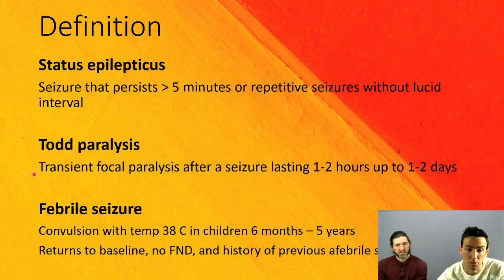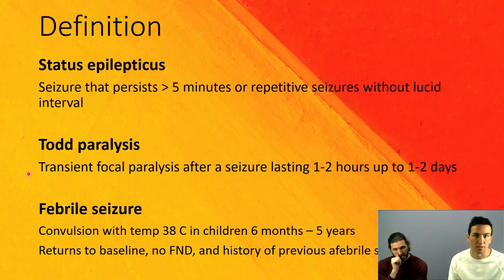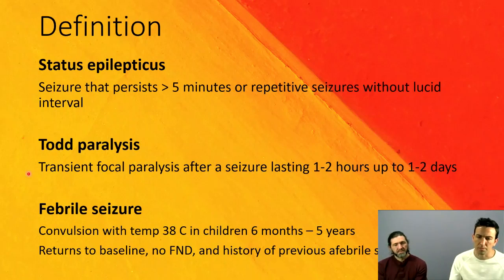Febrile seizure is another real common one that comes up, especially in the pediatric portion of it. And so if there is a child, anywhere between 6 months and 5 years of age, coming in with seizure-like activity, and they give you the vital signs, and there's a fever on there, 38, 39 Celsius, that's a febrile seizure. And typically what you're looking for is, do they return to baseline? There's no focal neurologic deficits on exam. Have they had a history of previous, afebrile seizures?